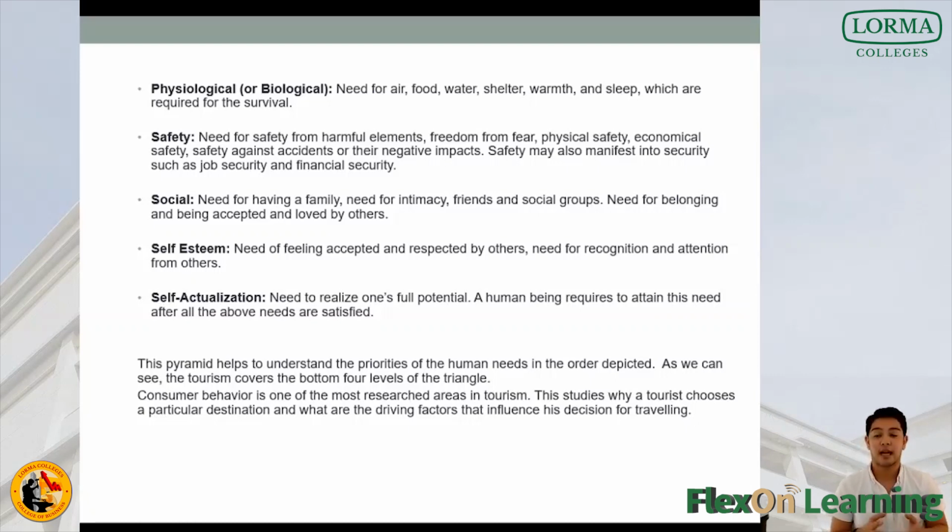The pyramid helps us to understand the priorities of humans. As we can see, tourism covers the bottom 4 levels of the triangle. Consumer behavior is one of the most researched areas in tourism. They study why a tourist chooses a particular destination and what are the driving factors that influence his decision for traveling.